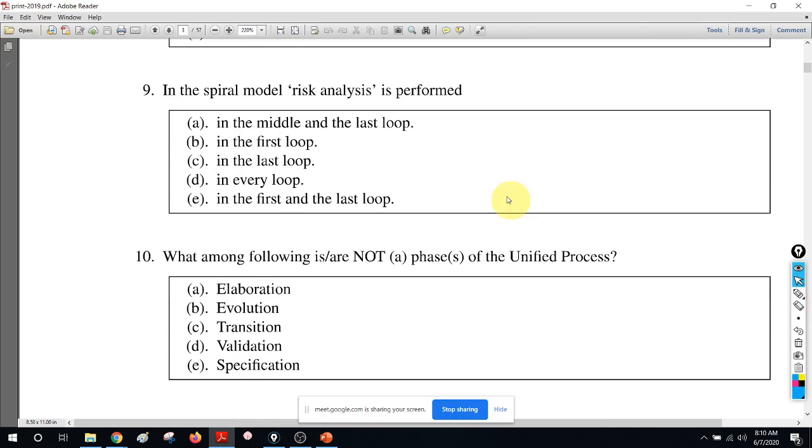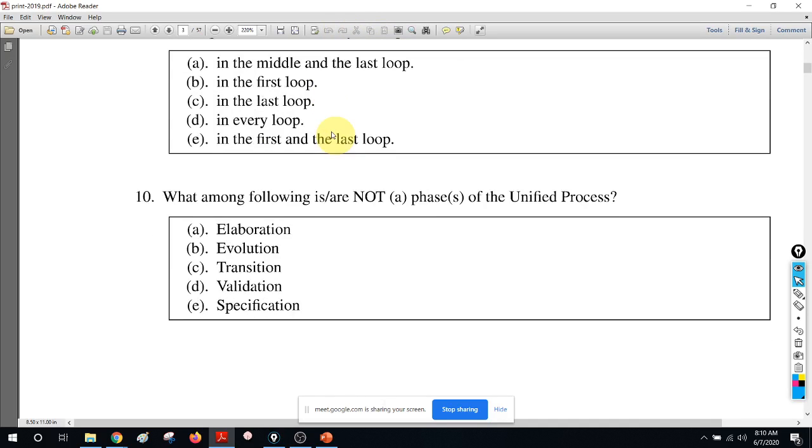Right. Question 9. In the spiral model, risk analysis is performed. So that is just checking your memory. You have to be aware of which stage the risk analysis is done. So the answer is D. Risk analysis is done in every loop. At the beginning of every cycle we do the risk analysis, because it's a never ending task. Okay. So 10.